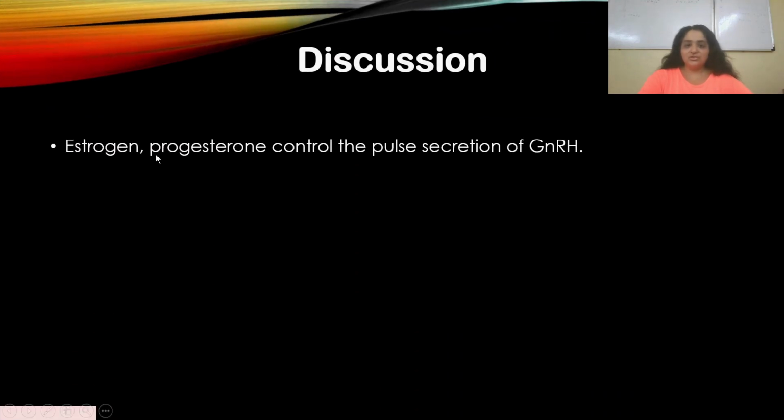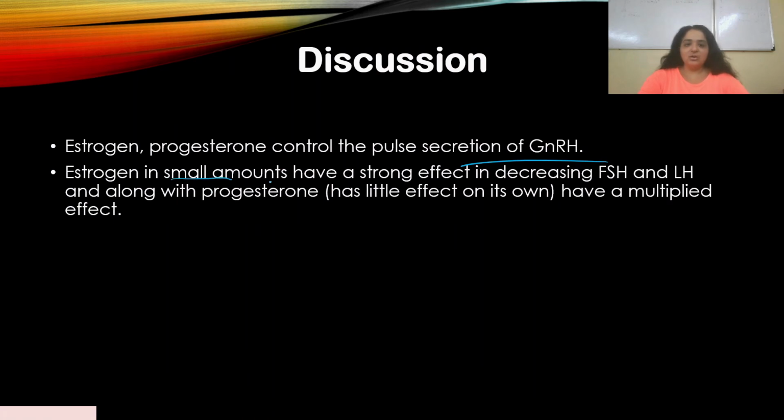Now, estrogen and progesterone control the pulse secretion of GnRH. Estrogen in small amounts has a strong effect in decreasing FSH and LH, and along with progesterone, which has a little effect on its own, they have a multiplied effect. So progesterone alone does not have a very strong impact, but estrogen has a strong impact. Along with progesterone, they have a multiplied effect, so they are able to decrease LH and FSH, and also act on the hypothalamus.